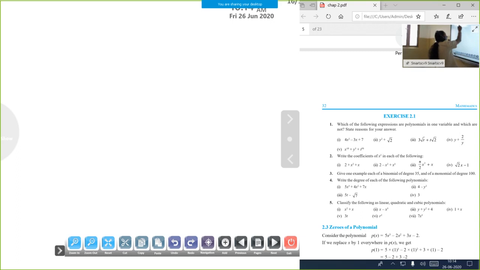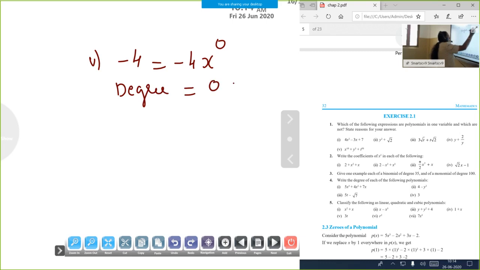One more question. Minus 4. That question is not in the textbook. I am just giving another example. Minus 4. What is the degree of that polynomial? We know that minus 4 equals minus 4x raised to 0. So what is the degree of that polynomial? The degree equals 0. Okay, children. One more question.